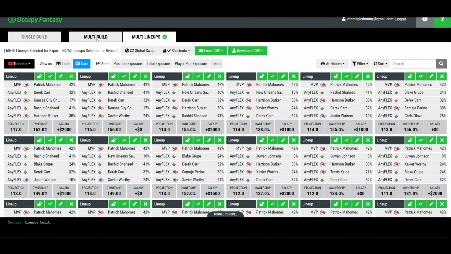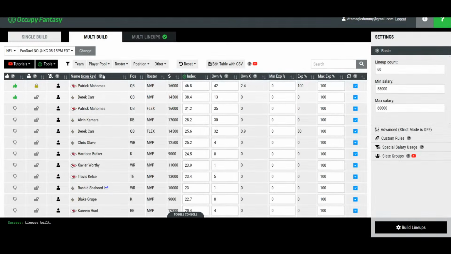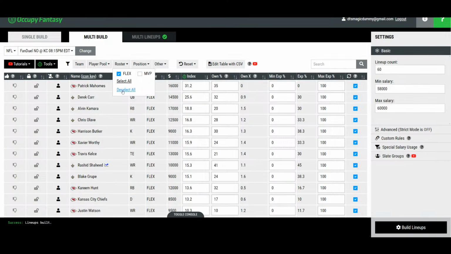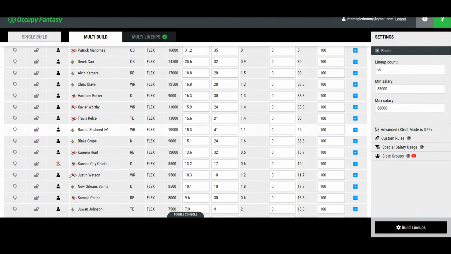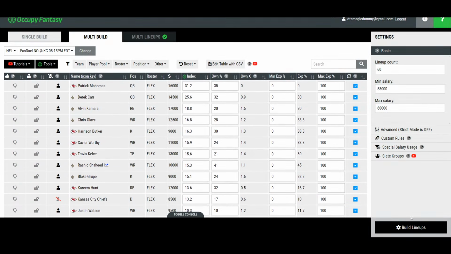Oh, you know what? No, I have decided personally I don't want a defense. That's too risky for me in cash games, low risk. So let's go back to the player pool. Let's just stop looking at those lineups. We'll get them out of there. So Chiefs, no, exclude. That's the exclude column. Saints, no, get out of here. And let's rebuild.